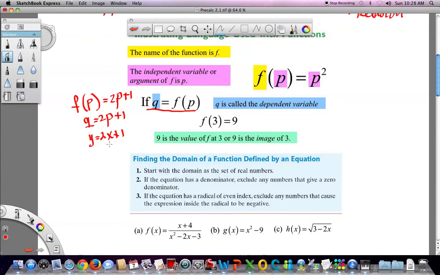So the input, the independent variable, or the domain values are your p's in this case, because we're not using x's and y's, and q is your output, or your range, or your dependent variable. If it's given that f of 3 equals 9, then 9 is the value of f at 3, or 9 is the image of 3.